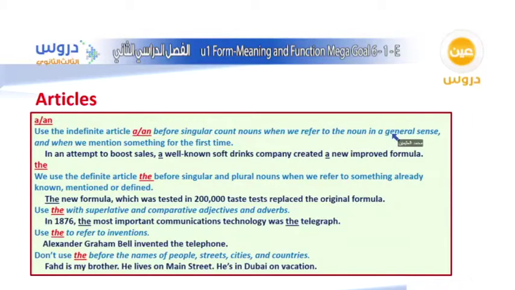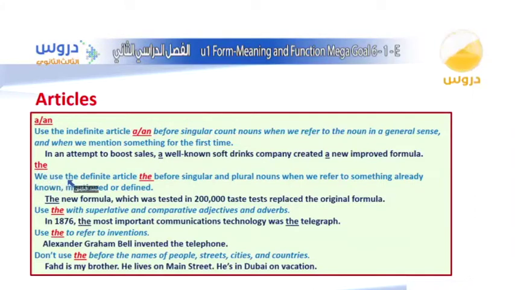We use them when we refer to a noun in a general sense, or when we mention something for the first time. Here we have an example. In an attempt to boost sales, a well-known soft drink company created a new improved formula. This soft drink is not known, we mentioned it for the first time, so we used a. Also, the formula is mentioned for the first time, so we should use a.